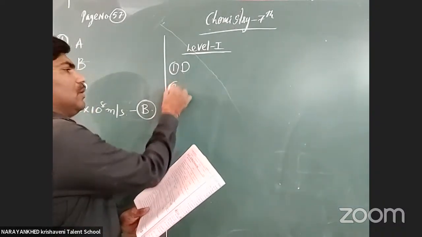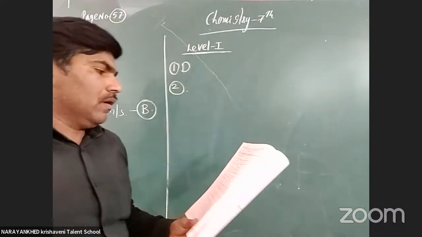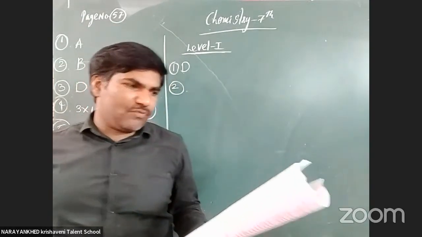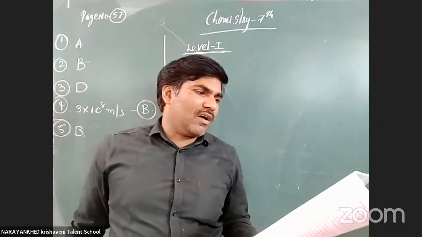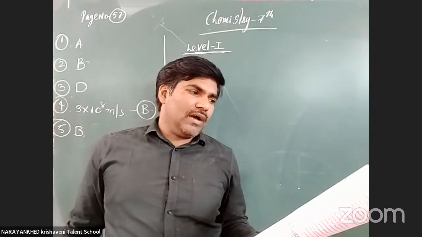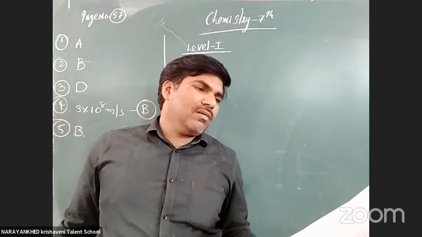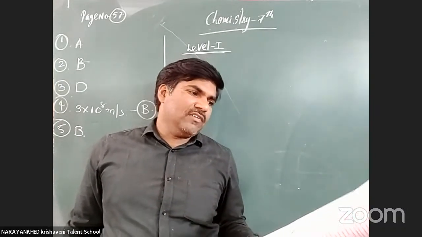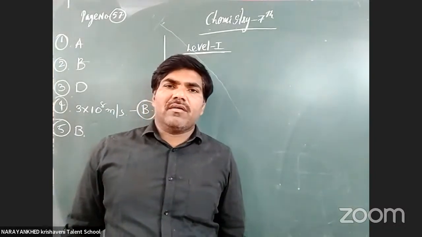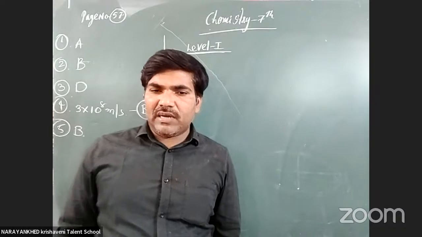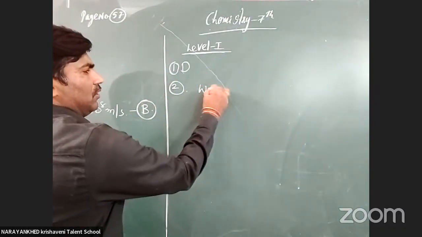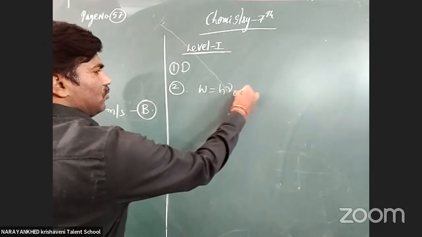Next, come to the second one. Photoelectrons are emitted from the metallic surface only when the incident light has more than a certain minimum: speed, wavelength, frequency, or intensity. A frequency is required. Clear or not? A minimum frequency is there, and only then will the electrons move. Why? Because W is equal to h nu naught.